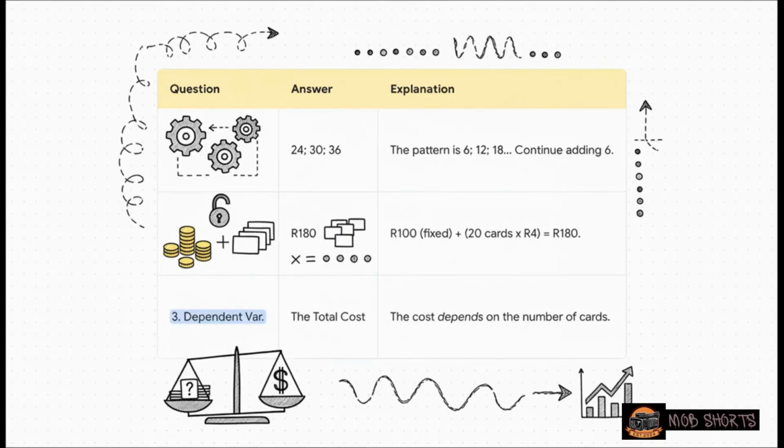Right, are you ready? Let's check your work. For number 1, the pattern was 6, 12, 18, so you just keep adding 6 to get 24, 30, and 36. For number 2, you have the R100 fixed fee plus 20 cards at R4 each, that's R80, so R100 plus R80 gives you a total of R180. And for the last one, the total cost is the dependent variable, because the final cost depends on how many cards are printed. So, how did you do?